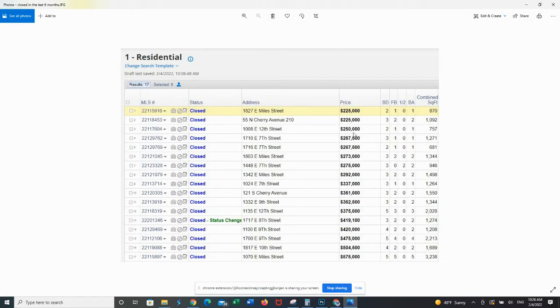And as you can see, obviously they vary. The lowest price in the last 6 months has been 225,000. It's probably a single family residence, but as you can see on the combined square footage, it's only 870 square feet, 2 bedroom, 1 bathroom. This would be the comparable.